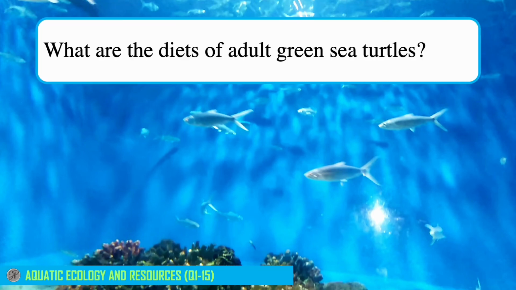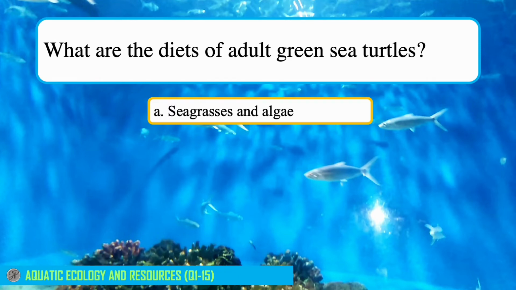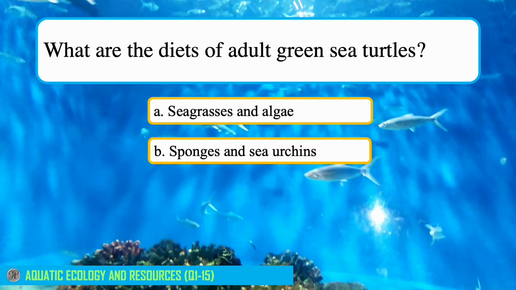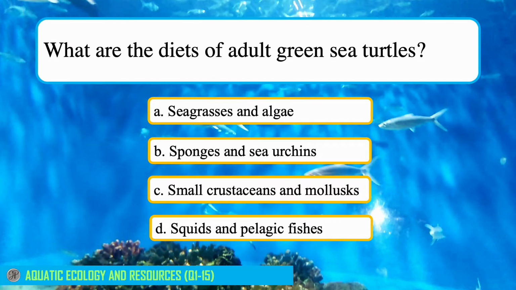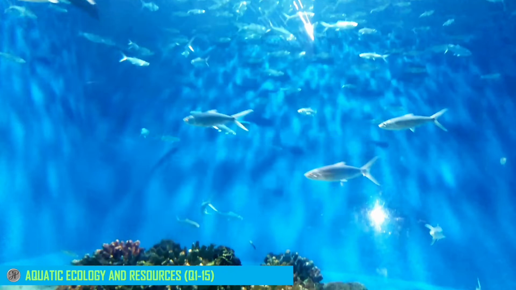Number 8. What are the diets of adult green sea turtles? A. Seagrasses and algae. B. Sponges and sea urchins. C. Small crustaceans and mollusks. Or D. Squids and pelagic fishes. The answer for this question is letter A, seagrasses and algae.